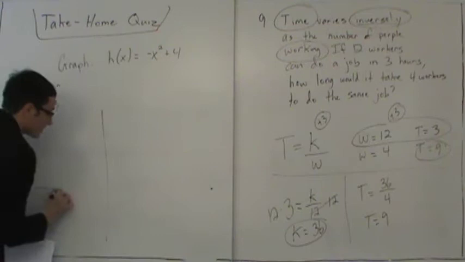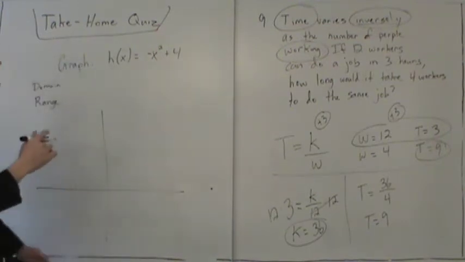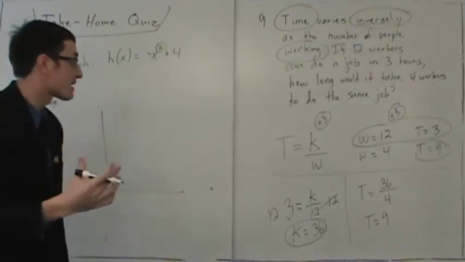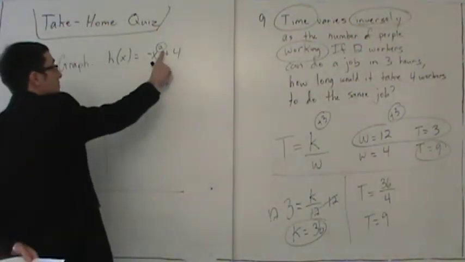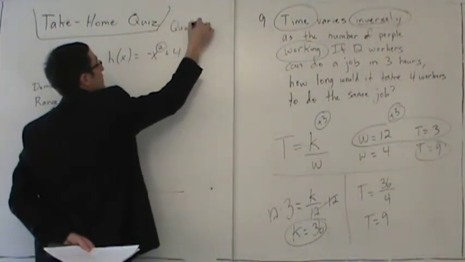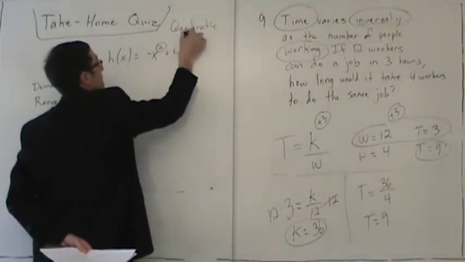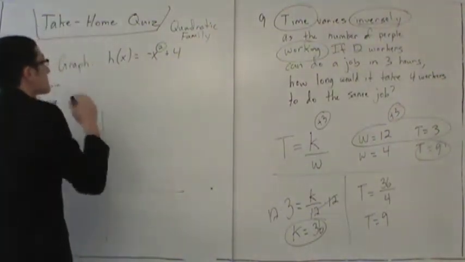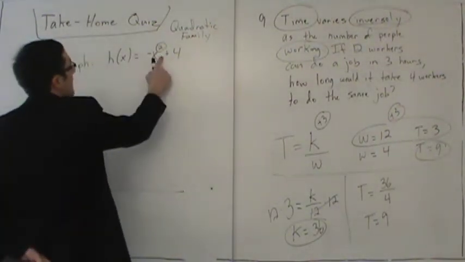Let's draw a graph. First, we have to identify what family we are in. What machine is around x? Hopefully you say this is the squared machine. This puts us in the quadratic family. I'm just going to write this: quadratic family. And notice, 4 is being added on the outside.